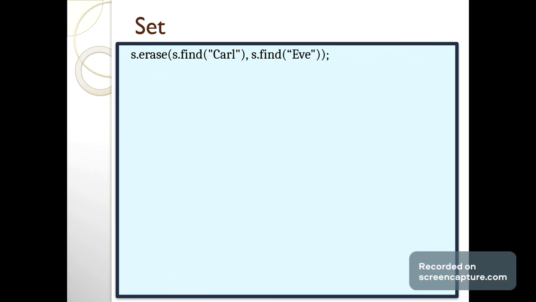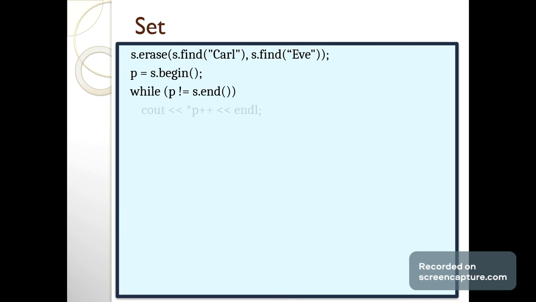Now s dot erase, and inside that I have written s dot find Carl, s dot find Eve. So what it is going to do is get the position. The find function gives you the position where Carl is and where Eve is. So in between Carl and Eve, whatever the values are, those will be deleted. From Carl, everything will be deleted. Lastly, the remaining will be only Eve and Fred.